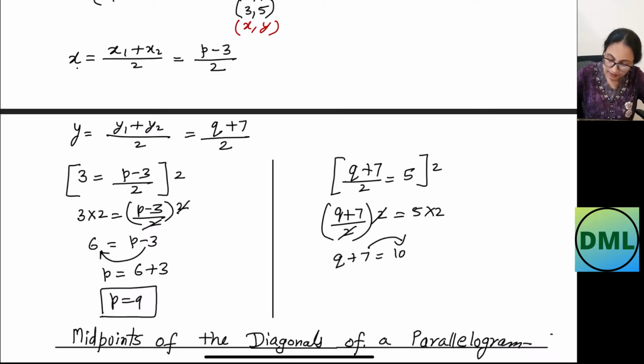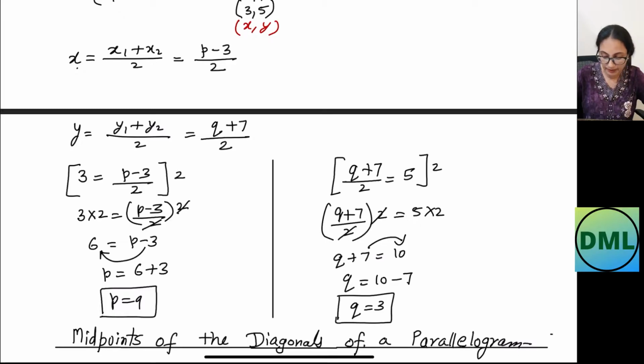Move this 7 on the right hand side. So q is equal to 10 minus 7. So q is equal to 3. That is the value for q in this part.